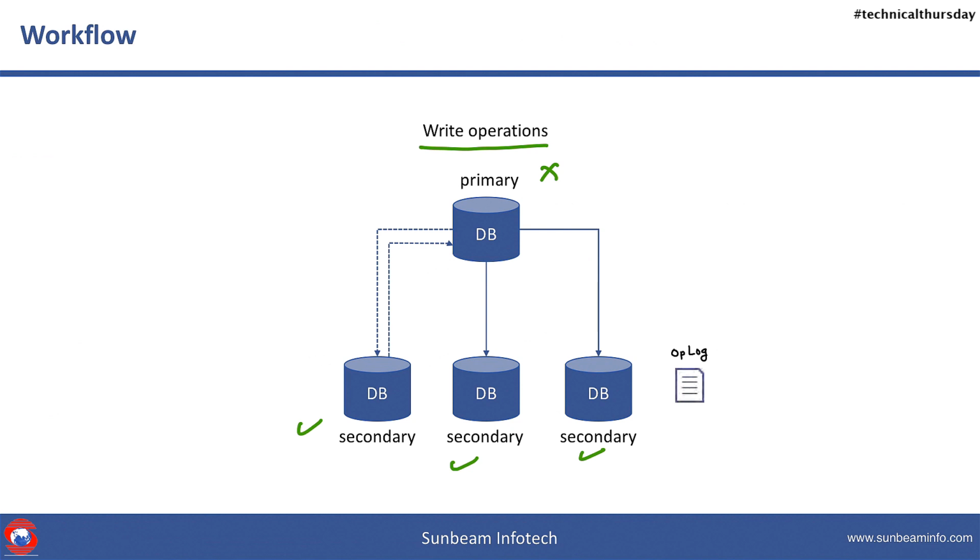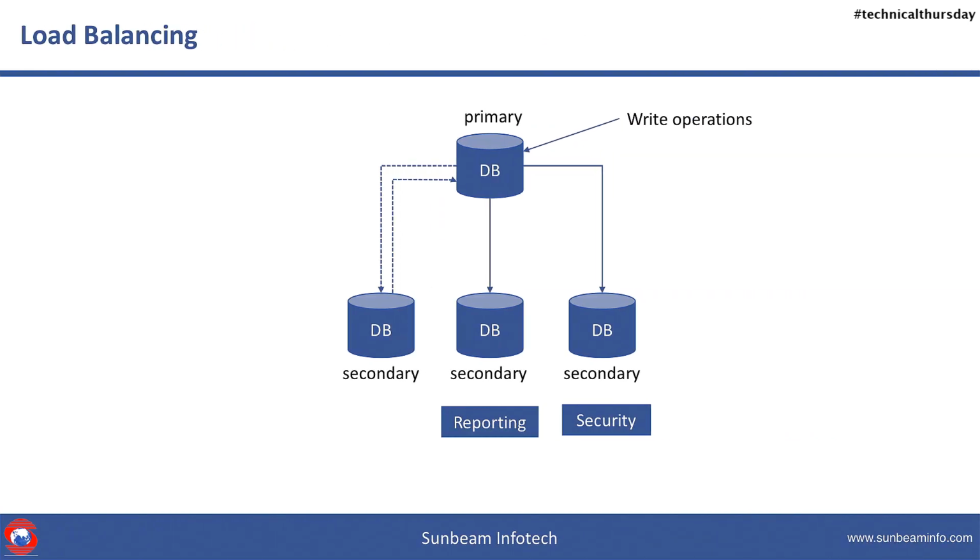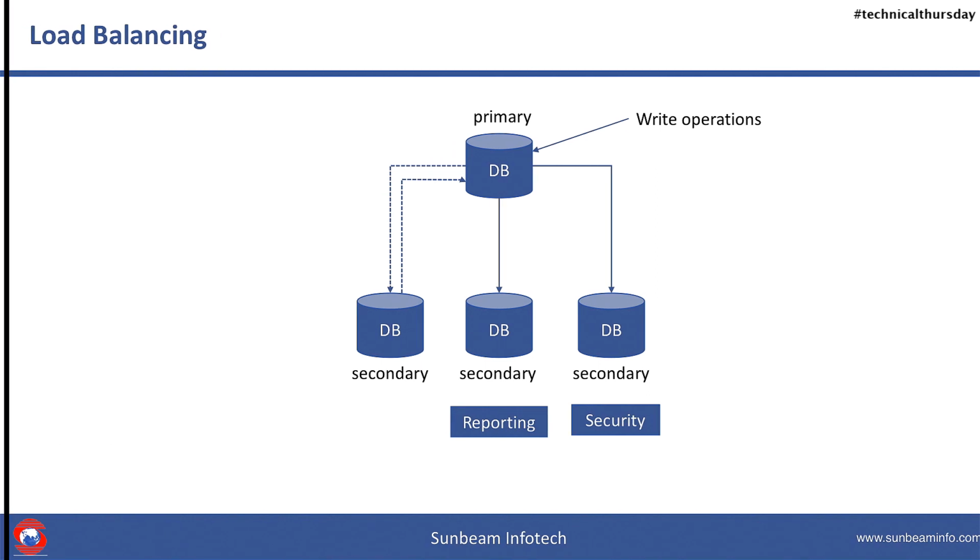Now, other than high availability, you can also go for load balancing. In a load balancing environment, you can balance the load by dedicating a few of the instances to a few of the functionalities. For example, I've configured this one for security, or I've configured another secondary for reporting purposes. Thus, you can balance the load among the secondary instances. And that is an advantage of using the replica set.